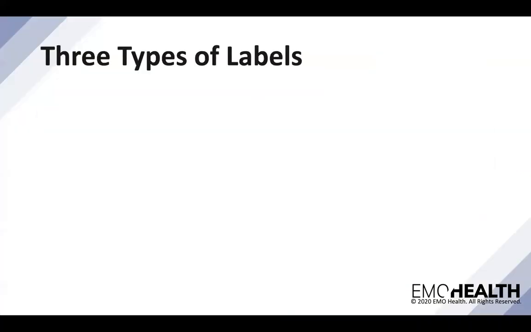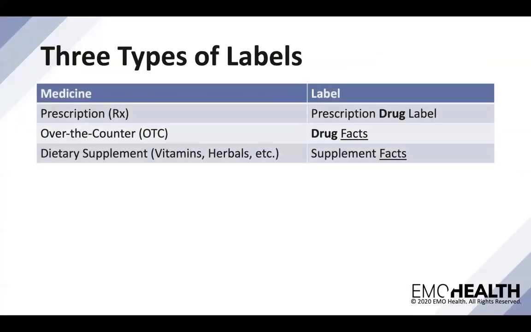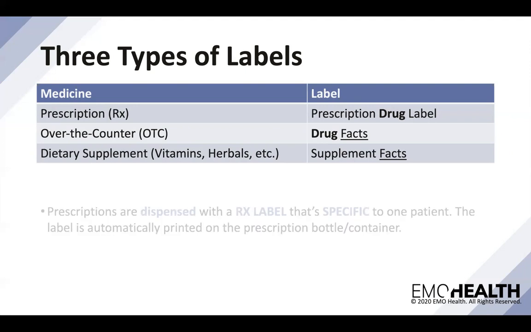Types of labels. So there are 3 types of labels. First, you have your prescription medications. These are going to be labeled with a prescription drug label. Your over-the-counter products are going to be labeled with drug facts, and your dietary supplements, meaning your vitamins, herbals, homeopathic, natural remedies, these are going to have your supplement facts.